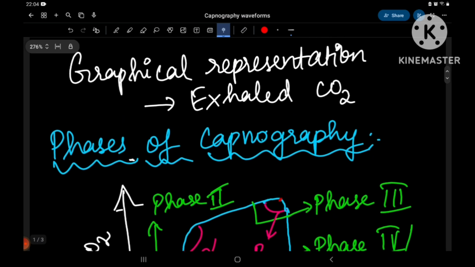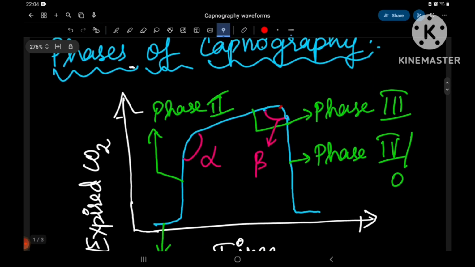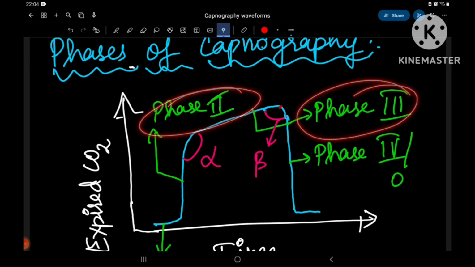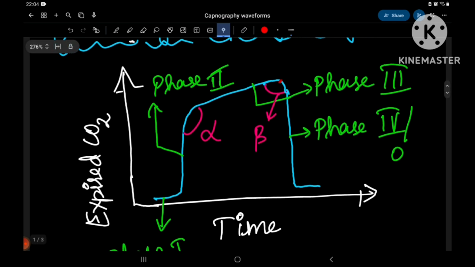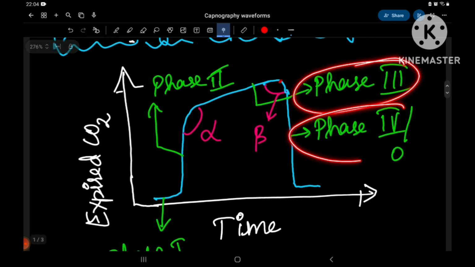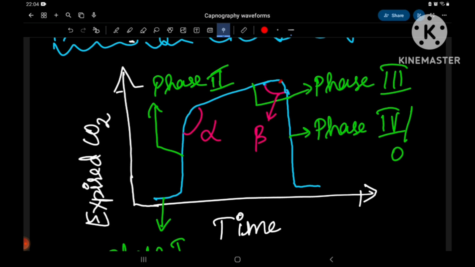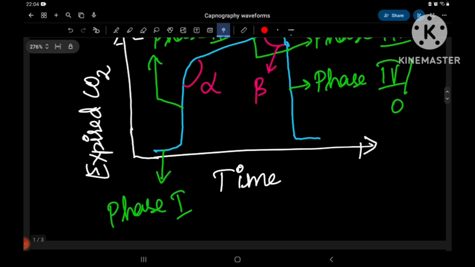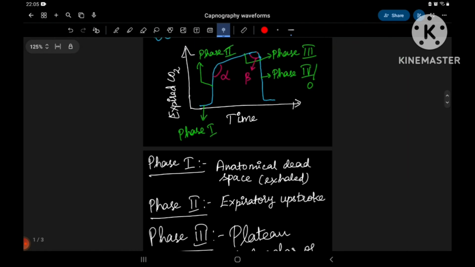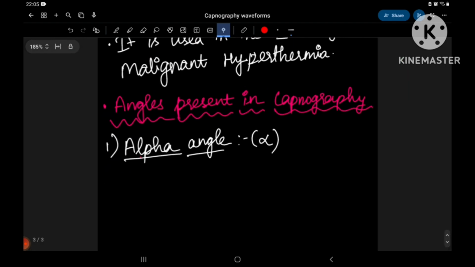Where is the alpha angle? It's just present between phase 2 and phase 3. This is phase 2 and this is phase 3. So the alpha angle is present between phase 2 and phase 3. And where is the beta angle? The beta angle is present between phase 3 and phase 0 or phase 4. See, this is the beta angle, right? This is the alpha angle. Okay, can you see that? Yes. Okay, so let's go to our topic.